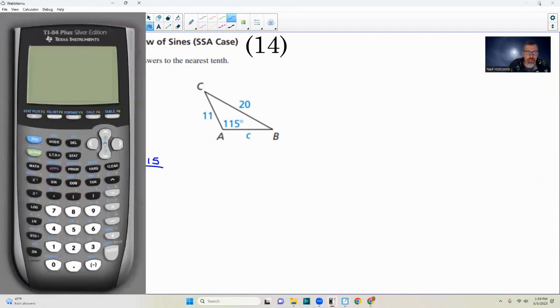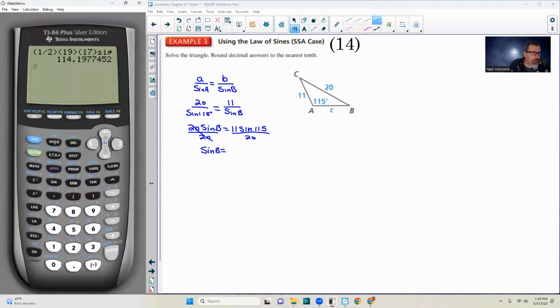So calculator here, swing this over here, turn it on, make sure I'm in degrees. And here we go. Start with a fresh screen. I want 11 sine 115. Now, if I'm going to do this all in one step, you need to put all of this in parentheses, but to avoid confusion, just do the numerator first and hit enter, and you get a decimal, and then you divide that by your denominator, which is 20. That way you don't have to deal with multiple parentheses and confusion. So the sine of B is approximately 0.4985.